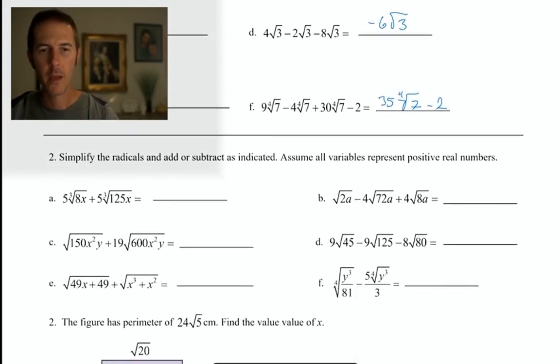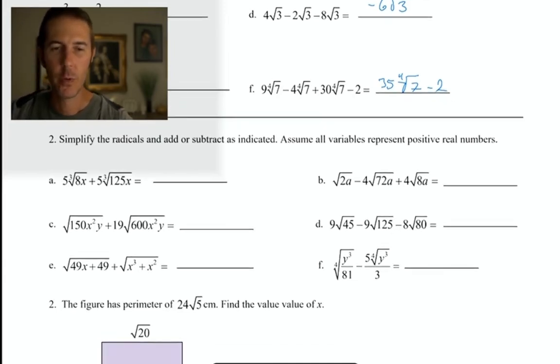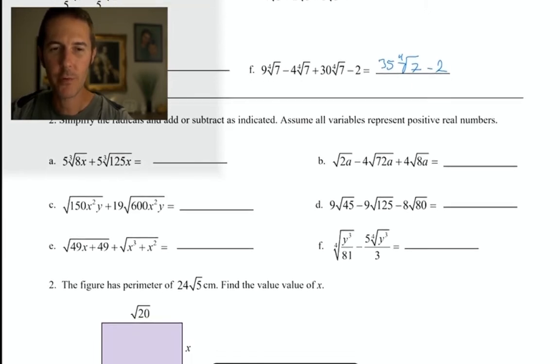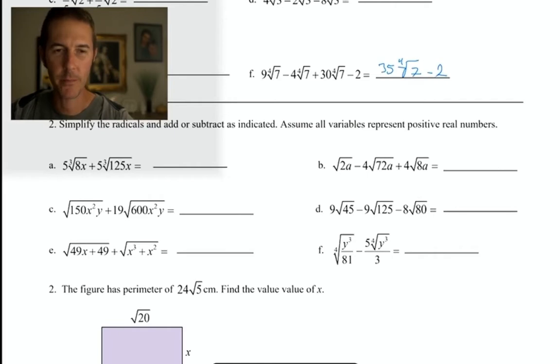And then in number 2, part A, we get to use the skills that we were practicing in the previous lecture, where we have to simplify these radicals first, and then hopefully we'll be able to do some addition or subtraction. So part A says 5 times the cube root of 8x. The cube root of 8x can be broken up into the cube root of 8 times the cube root of x.